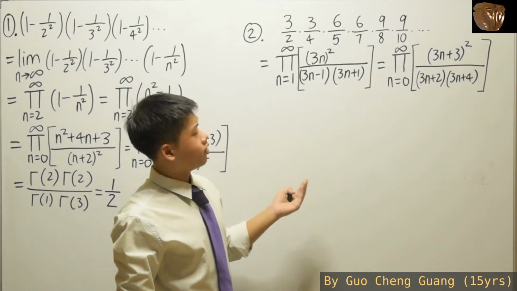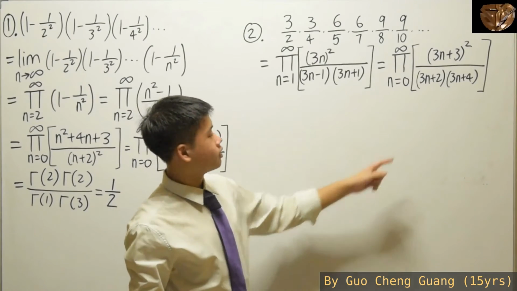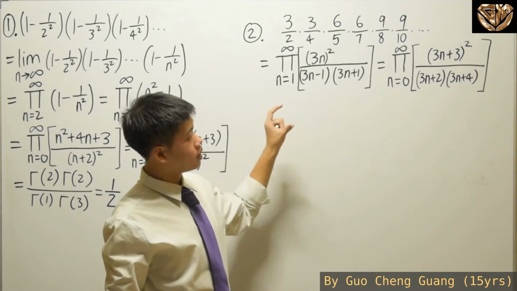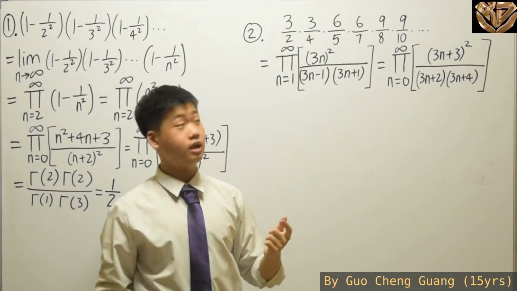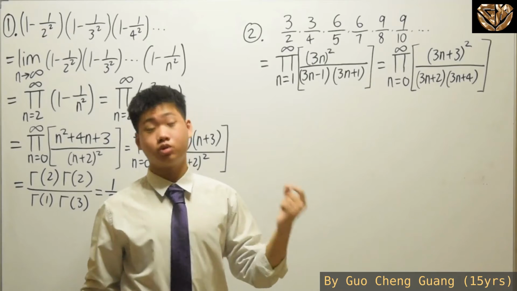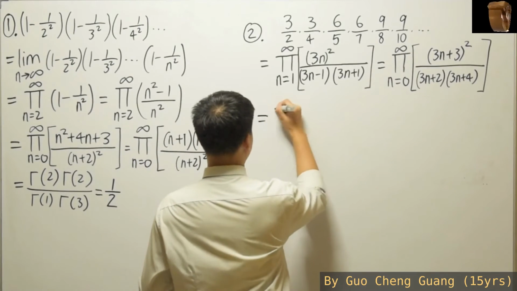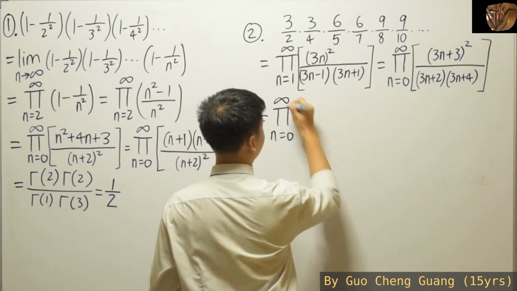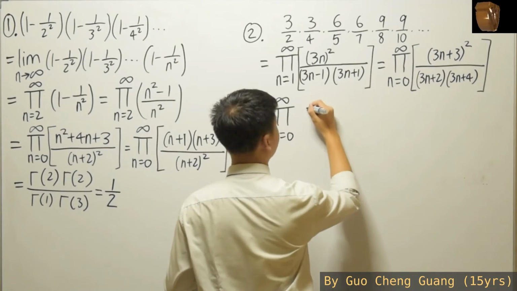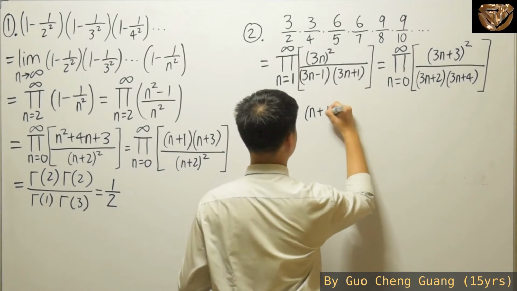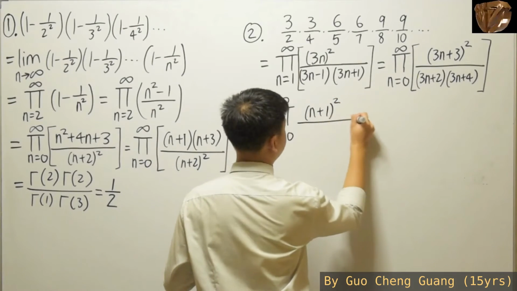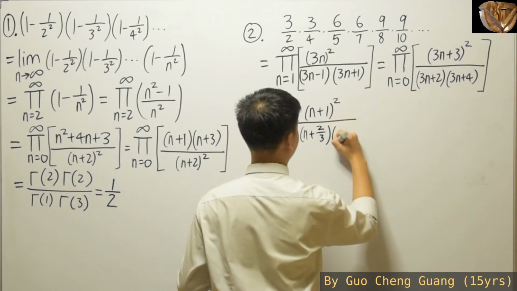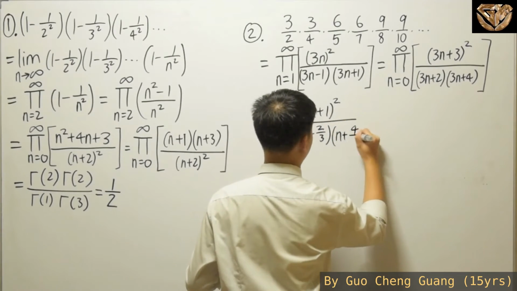Now, do you have all the conditions fulfilled? Wait, there's these 3's in front of the n's. So let's divide both numerator and denominator by 9, since it is 3 squared. So when you divide each of them by 9, what will you see? (n plus 1) squared divided by (n plus 2 over 3) times (n plus 4 over 3).